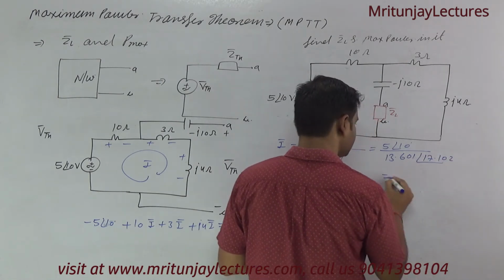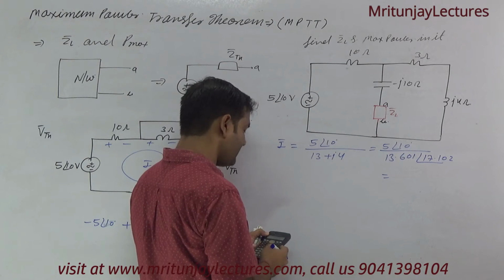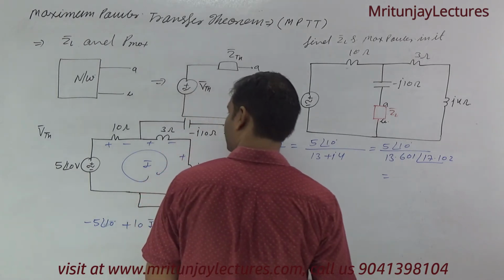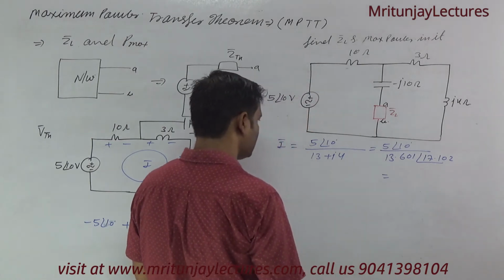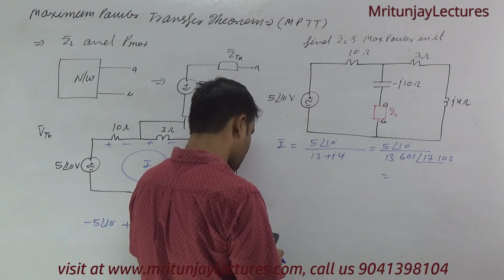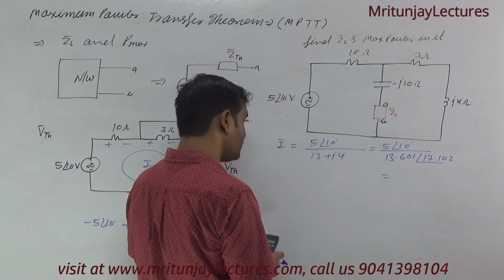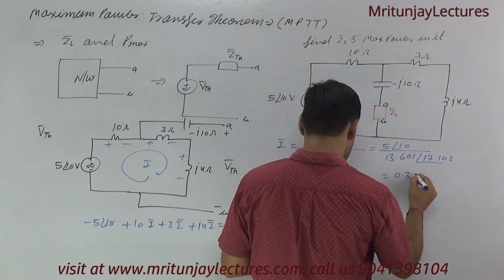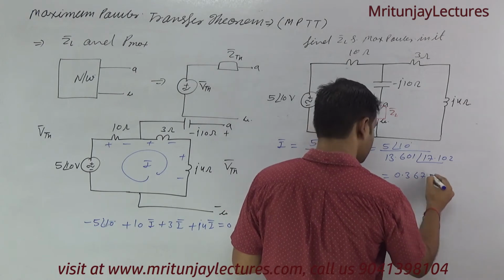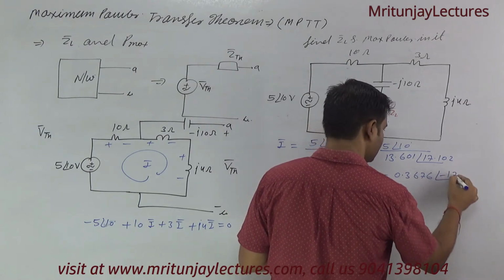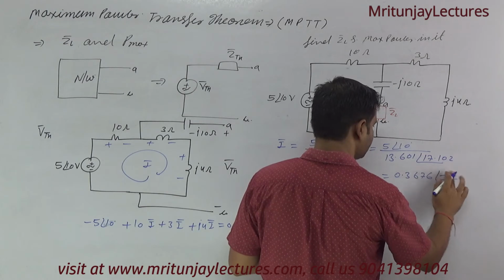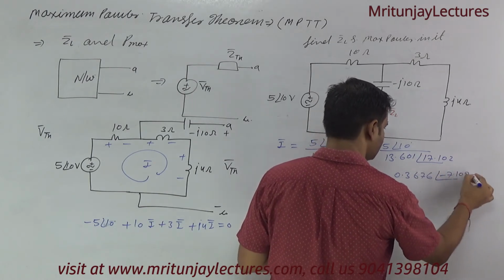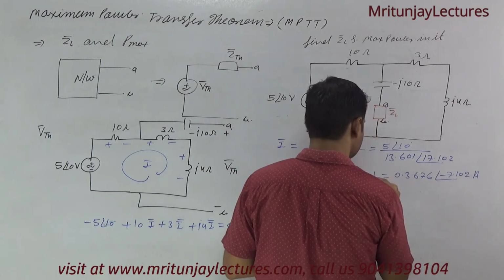First of all, 5 divided by 13.601, we got 0.3676 at the angle 10 minus 17.102, that is minus 7.102 ampere. That is I. Everything clear or not?